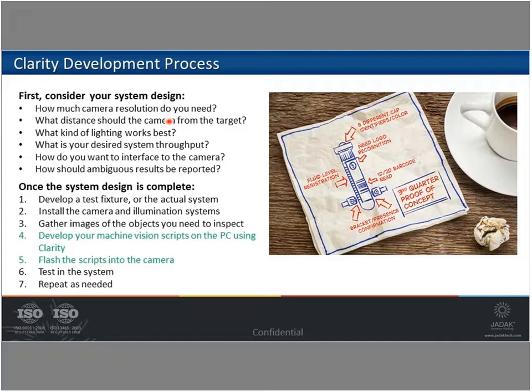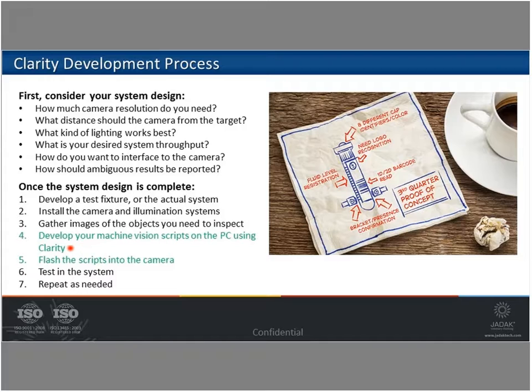But once you have that done, usually we develop some kind of mock-up of your system, either a test fixture or you get the actual system yourself. You can install your camera, gather images, and then these green steps here, this is where Clarity comes in. You put those images on a PC, and you use Clarity to operate on those images to set up your machine vision algorithm.